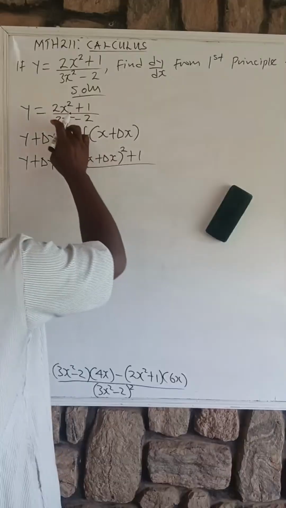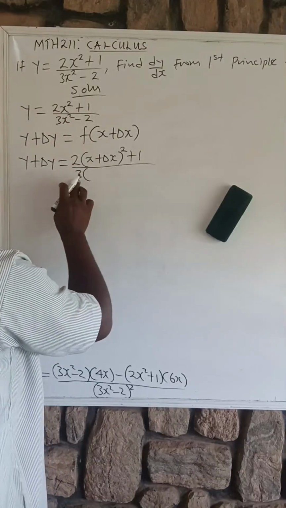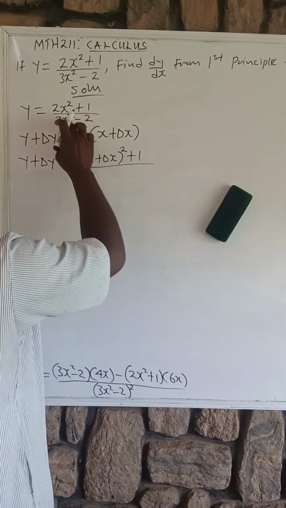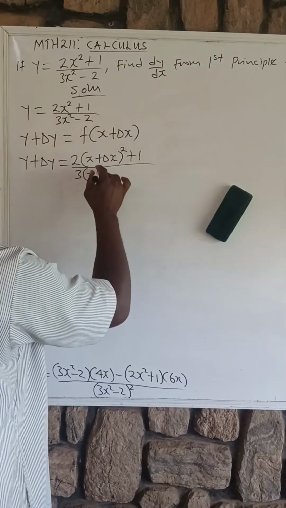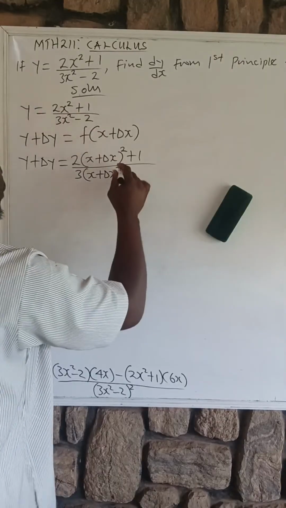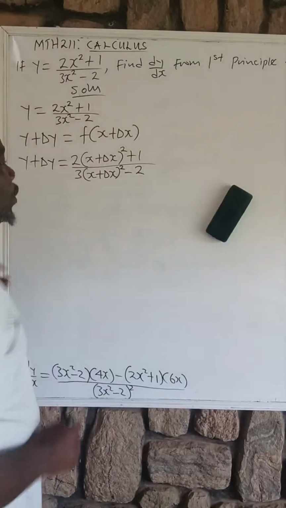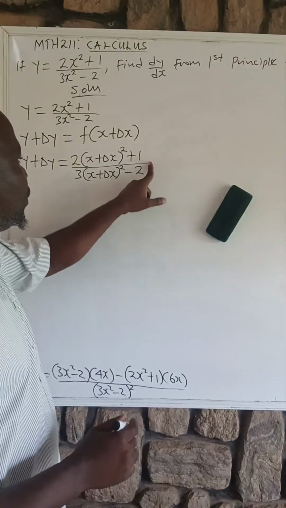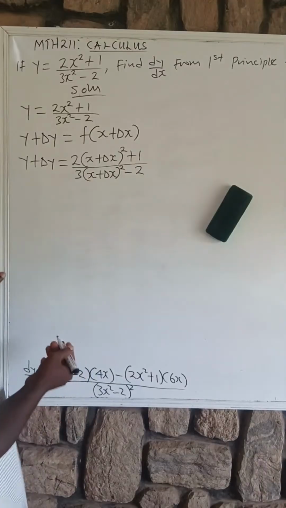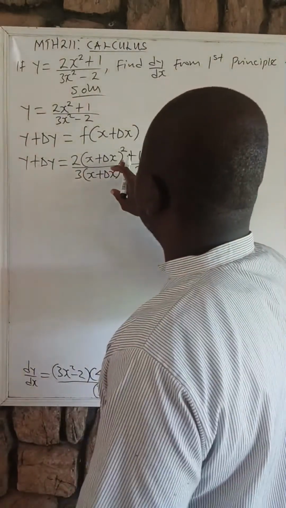Then all over, what do you have? The 3x squared. So write 3, because 3 is your f. Instead of x, we write x plus dx raised to power what? 2 minus 2. Yeah. So that is that.